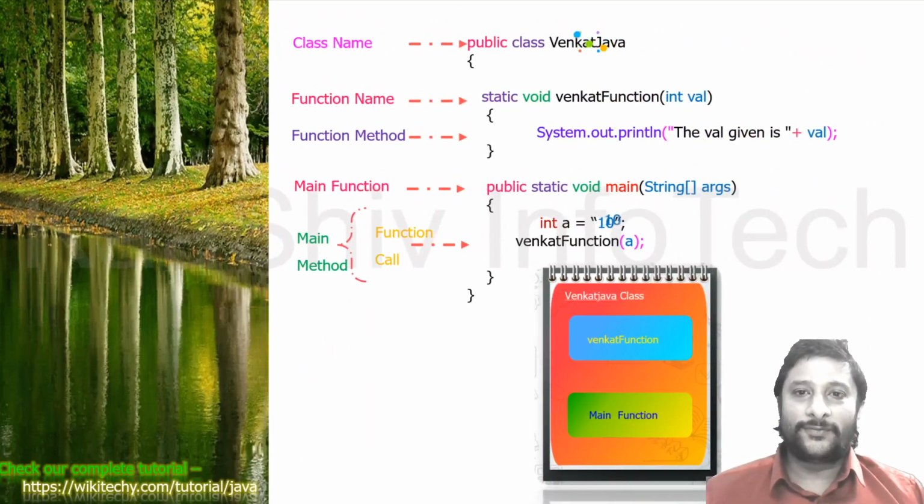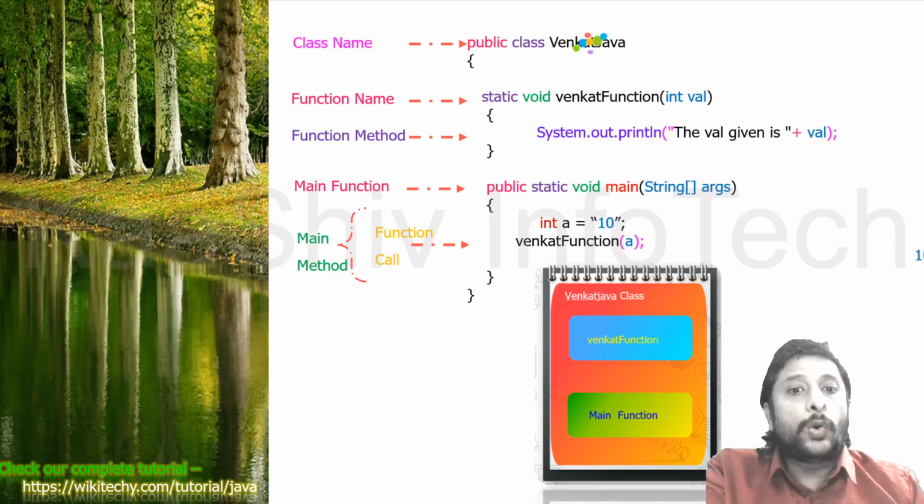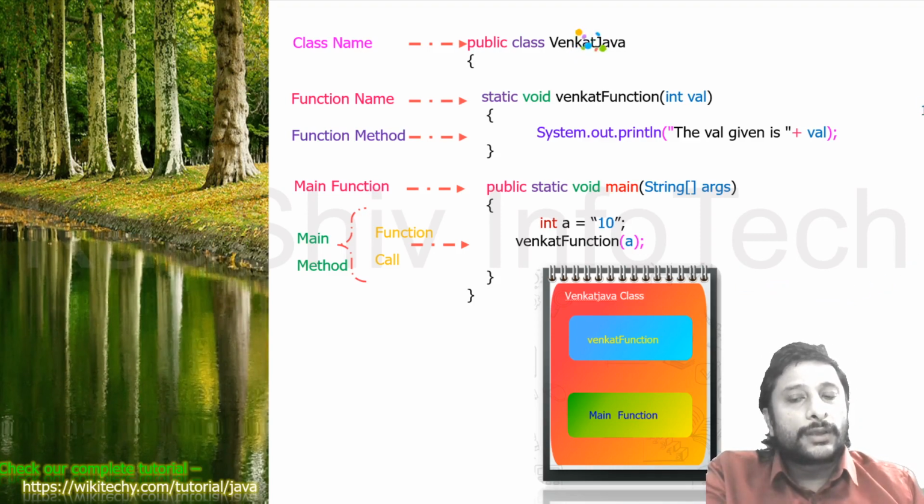Okay, so here is the next program we are going to see now. Over here, instead of a string, I gave an integer. So 10 is the value, and it is passing here as an integer.